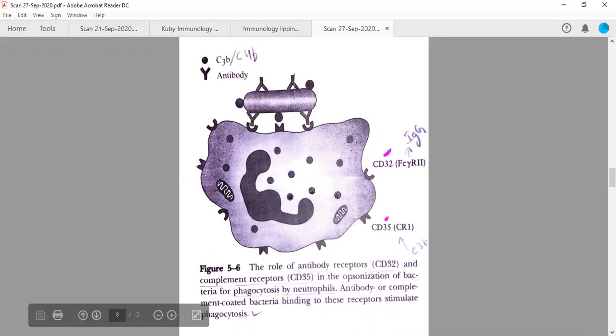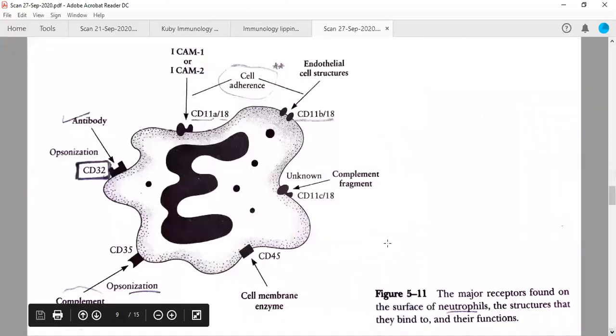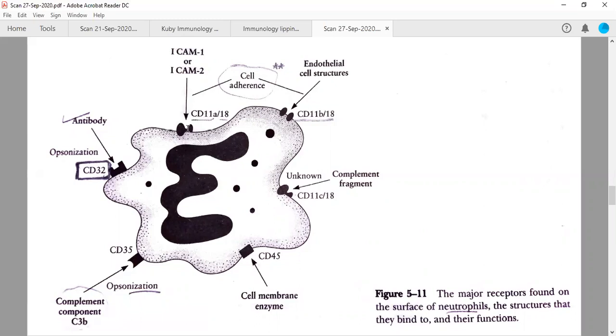There are other receptors also, for example, CD11ABC. So CD11A along with 18, this is a heterodimer. Okay, so it will bind with these molecules called ICAM1 or ICAM2, right? And these, including 11A, 11B, and 18, are responsible for cell adherence. Okay, because these molecules are present over endothelial cell structure.